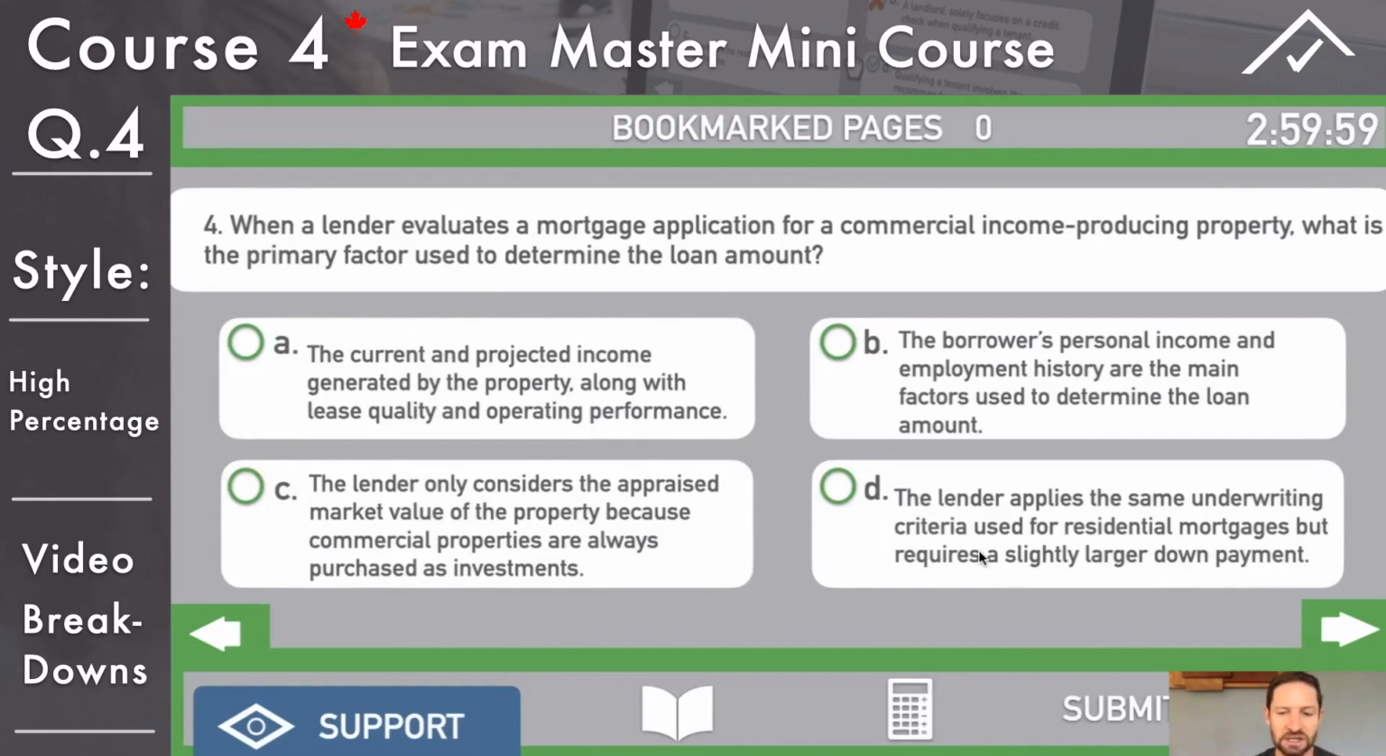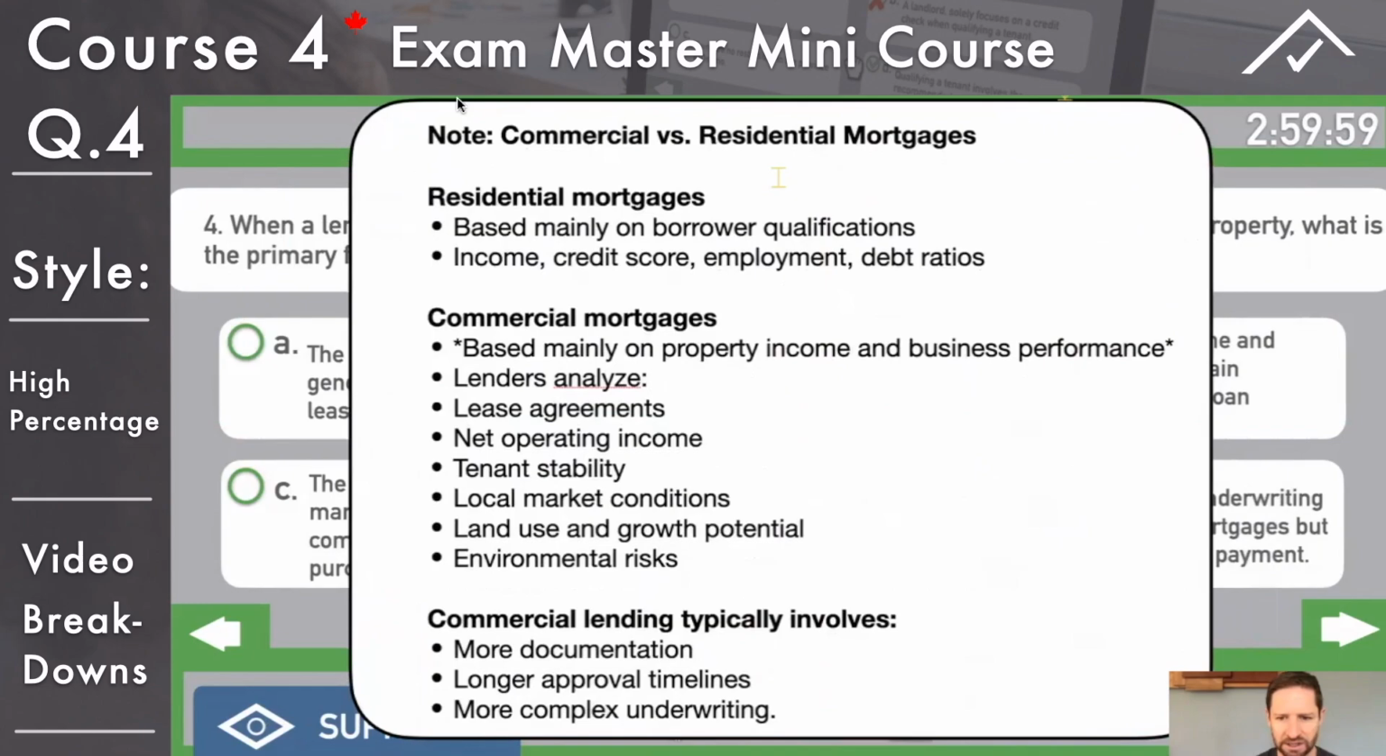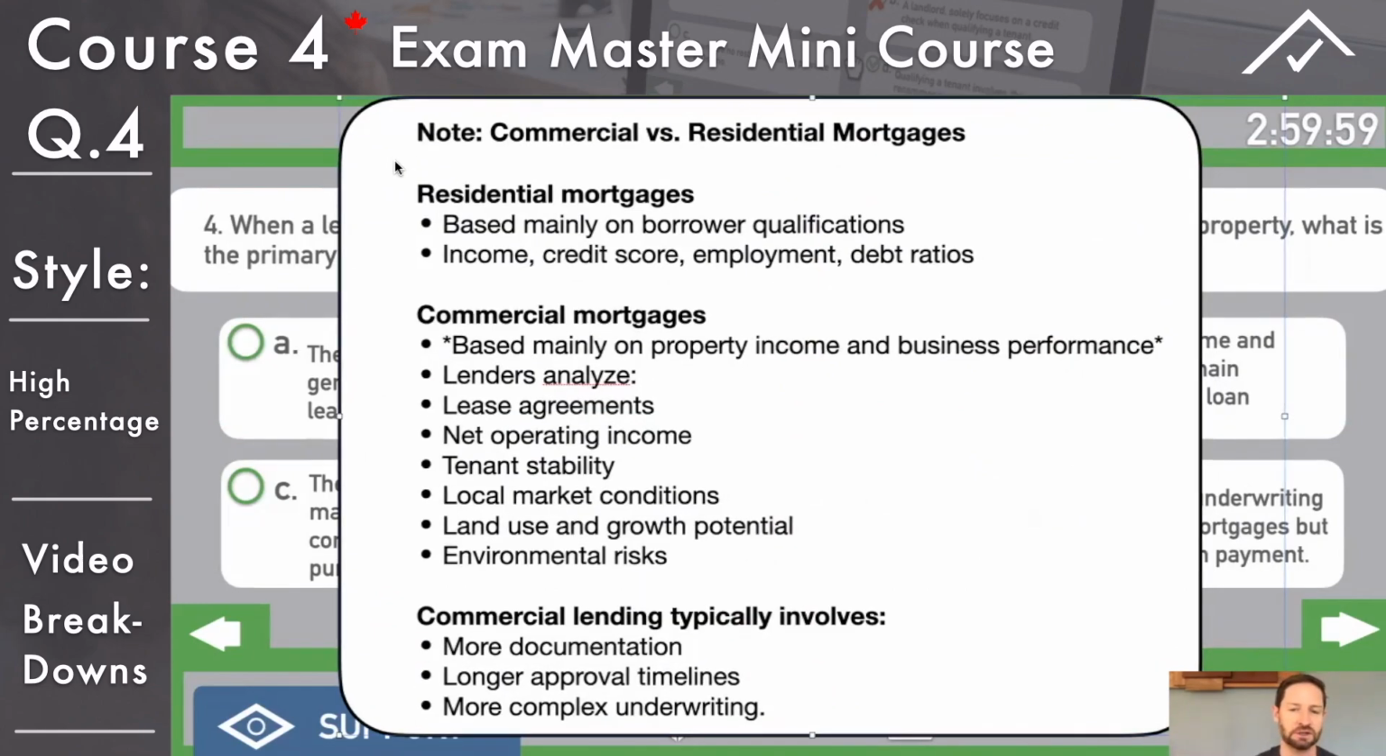This is something people get confused about because it's commercial versus residential, right? Commercial underwriting is significantly more complex than residential, and includes analysis of income, leases, and market conditions. Going back to B, the borrower's personal income: while the borrower's financial strength may be reviewed, commercial lending primarily focuses on the income generated by the property. Let's bring this up in a note, and again, a screenshot of this is needed. Commercial versus residential. I like that I brought this in too because it's a factor.